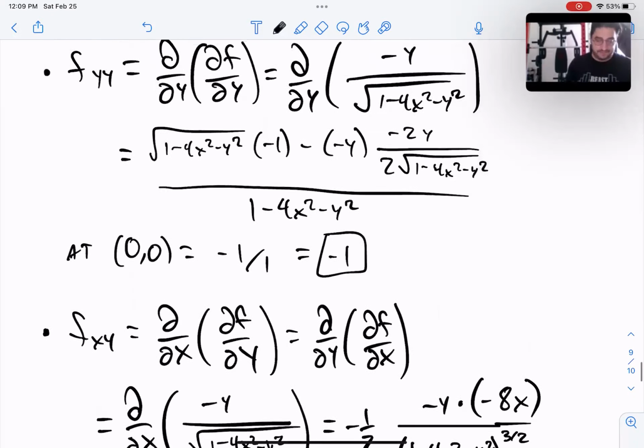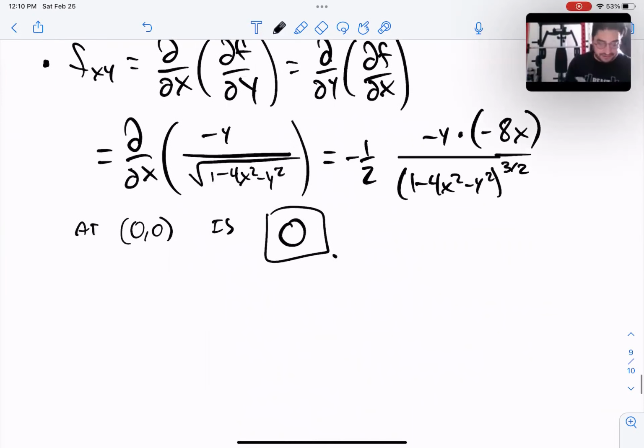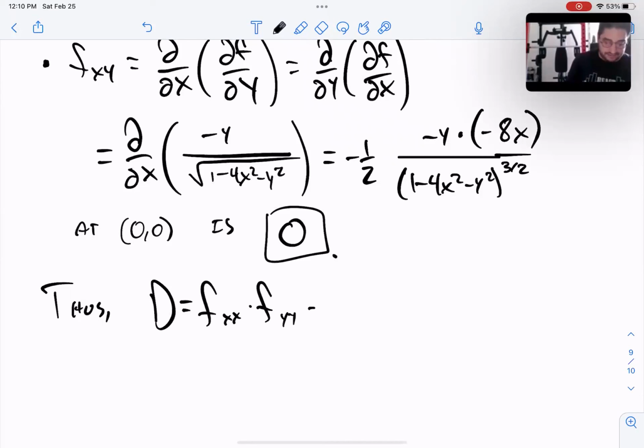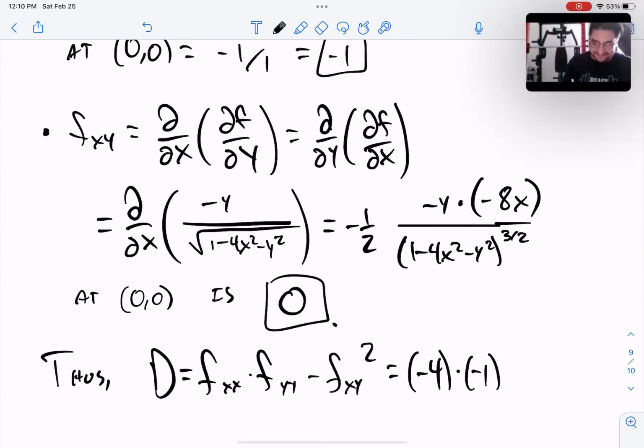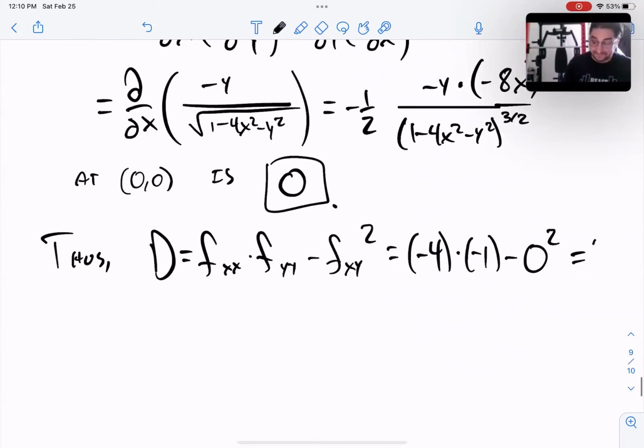Okay, so now I can put these three quantities together to get my discriminant. The discriminant is fxx times fyy minus fxy squared. So let's put these three quantities together. What do we get? I get -4 times -1 minus 0 squared is 4. It's positive 4. And this makes me happy because it means in this case my discriminant is positive.